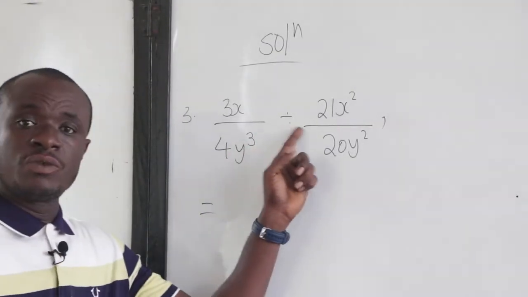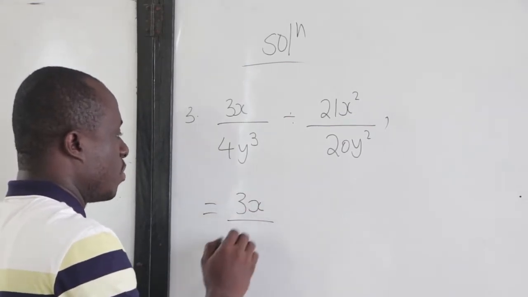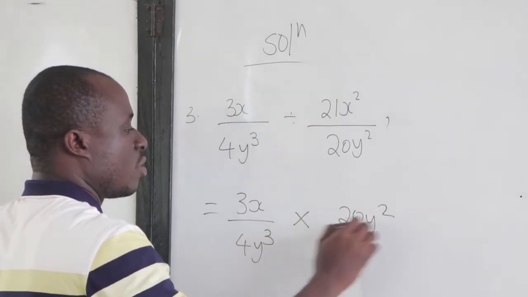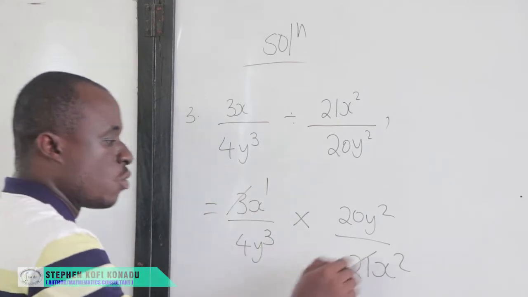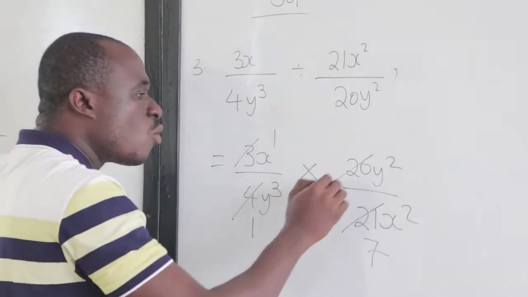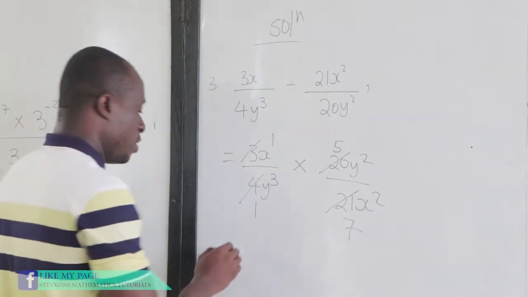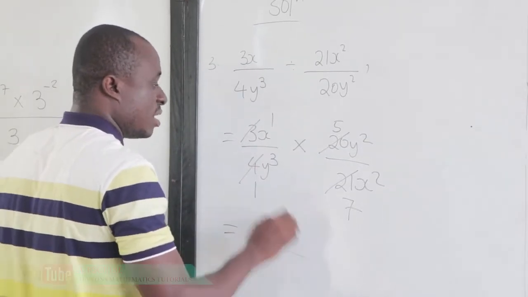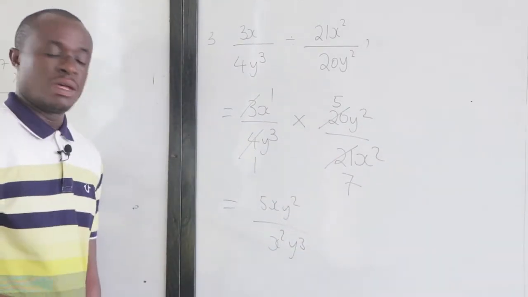So the division here will change to multiplication. So you have 3x over 4y cubed times 20y squared all over 21x squared. Now let's see, 3 will go into 3 once, 3 will go into 21, that is 7. 4 will go into 4 once, 4 will go into 20, that is 5. Now what do we have? Clearly the numerator becomes 5xy squared. The denominator becomes, that is x squared y cubed. I wrote the x first before the y.